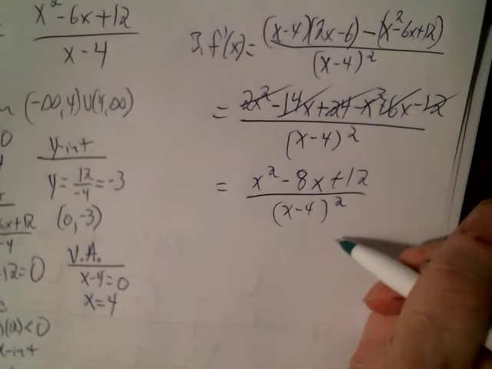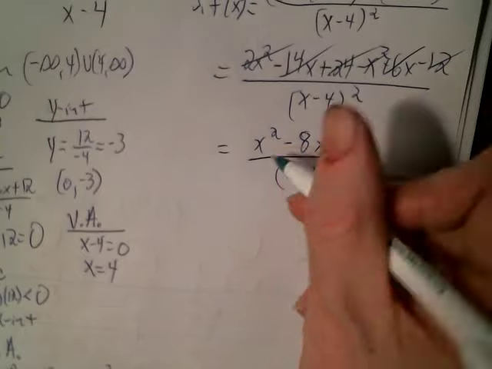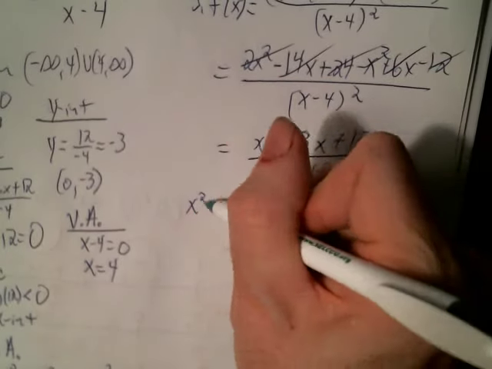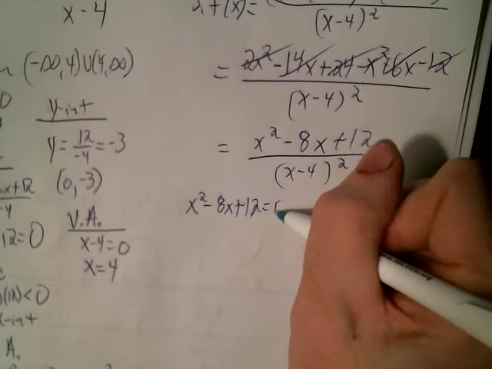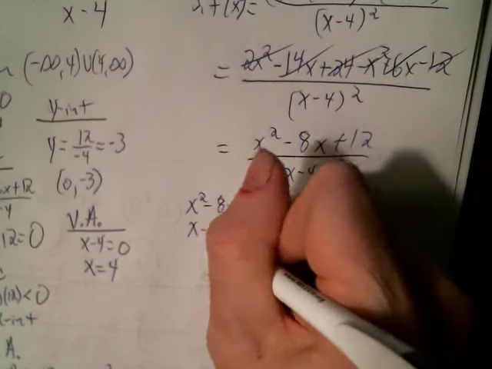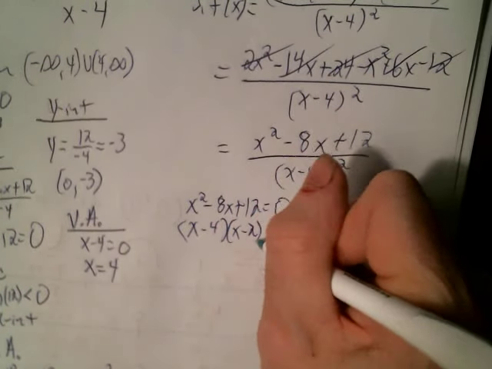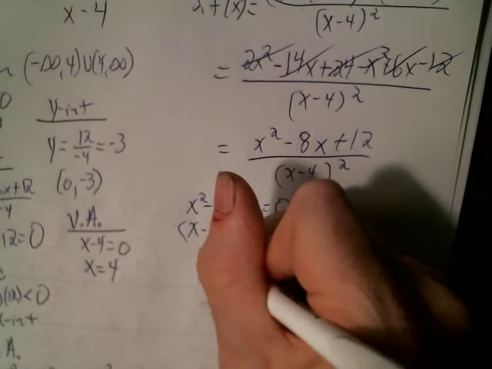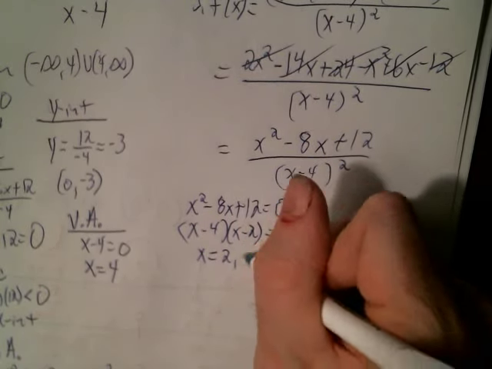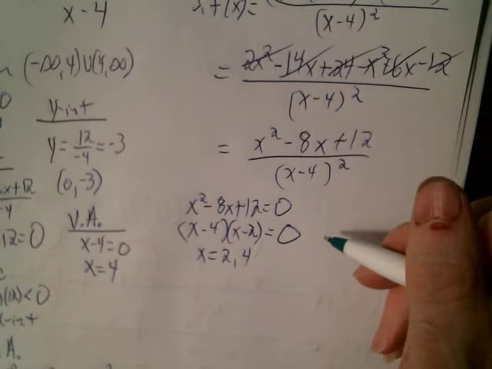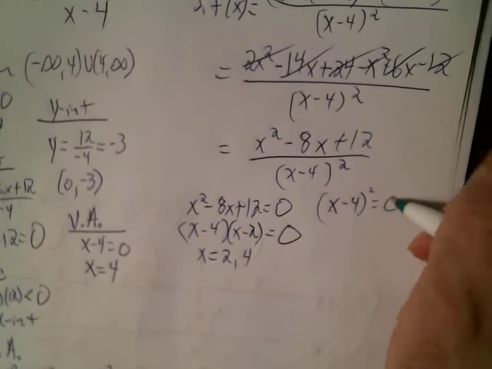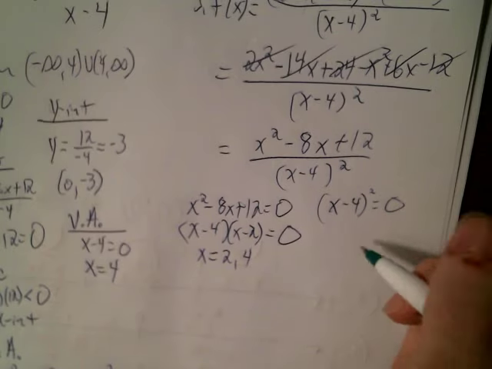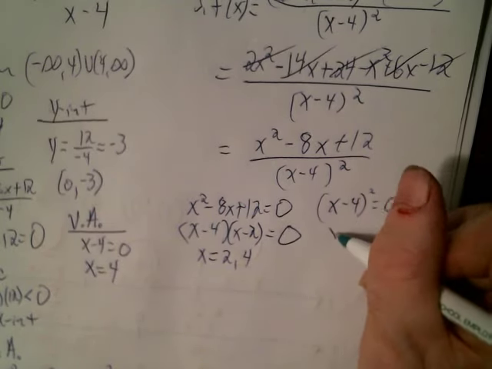Okay, so I need my critical numbers or critical values. So set the numerator equal to 0 to find where it's equal to 0. Looks like 2 critical numbers, 2 and 4. And then also set the denominator equal to 0, because that's where the second derivative will be undefined.